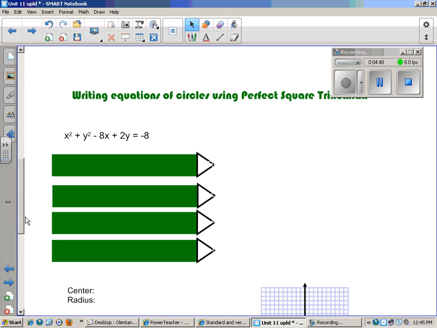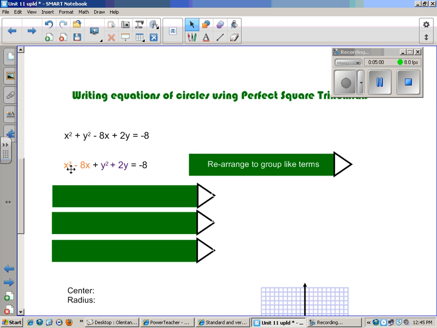So the first thing you're going to do is get all the x's together and the y's together. So I'm going to move this -8 over here, and I'm going to move the y over there so that I have all the x's together and the y's together. Okay? So the first step is rearrange to group the like terms. So I have x squared minus 8x plus y squared plus 2y equals -8. And all the constant numbers are over on the right. So if you have any like 7s or 15s laying over here, subtract them out and get them over to the other side.